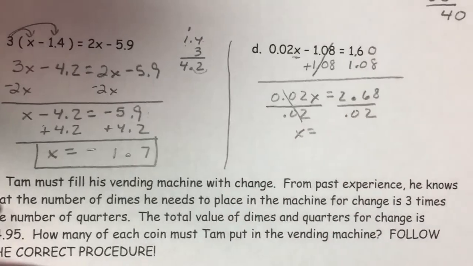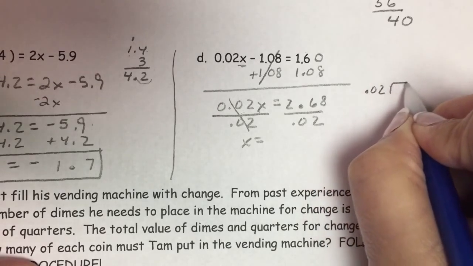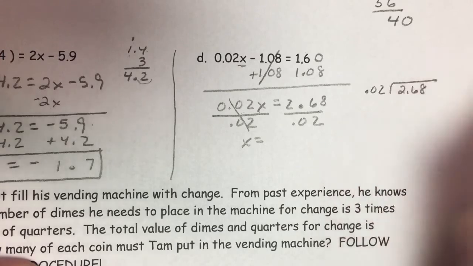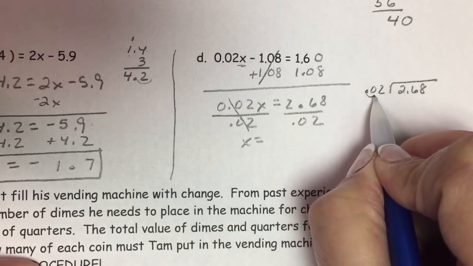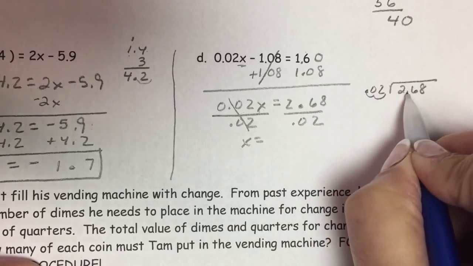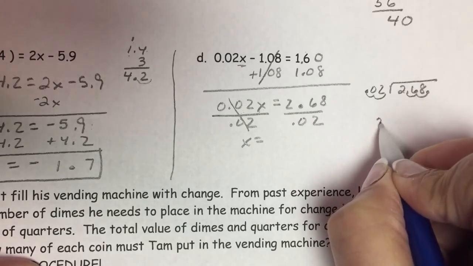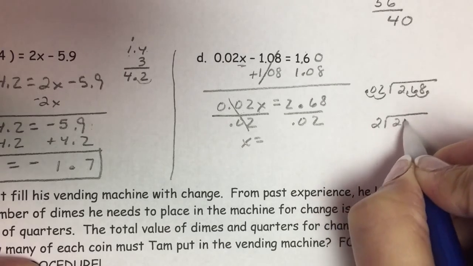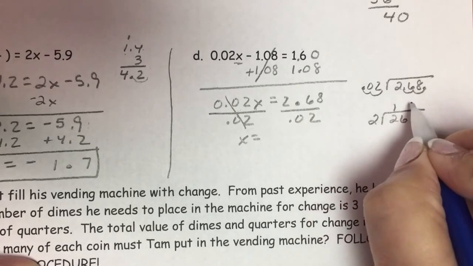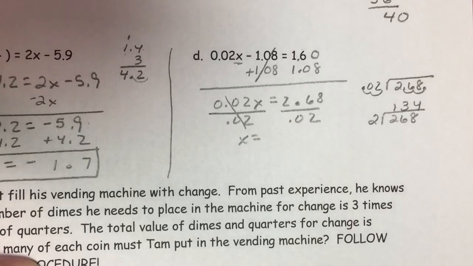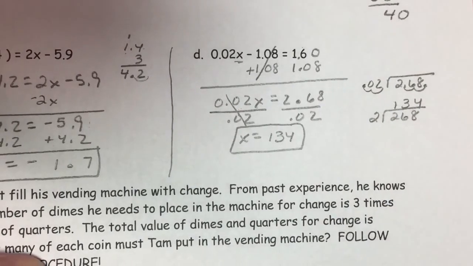X is going to be equal to, all right, I'm going to have to use some scrap over here because now I'm going to have to divide 0.02 into 2.68. There's a decimal out here in the divisor. I'm going to move that over 2 places to the right, which means I'm going to move this guy over 2 places to the right. So what I really have is simply 2 into 268. And that's going to go in evenly 134 times. So the answer is not a decimal in this case. It's simply 134.